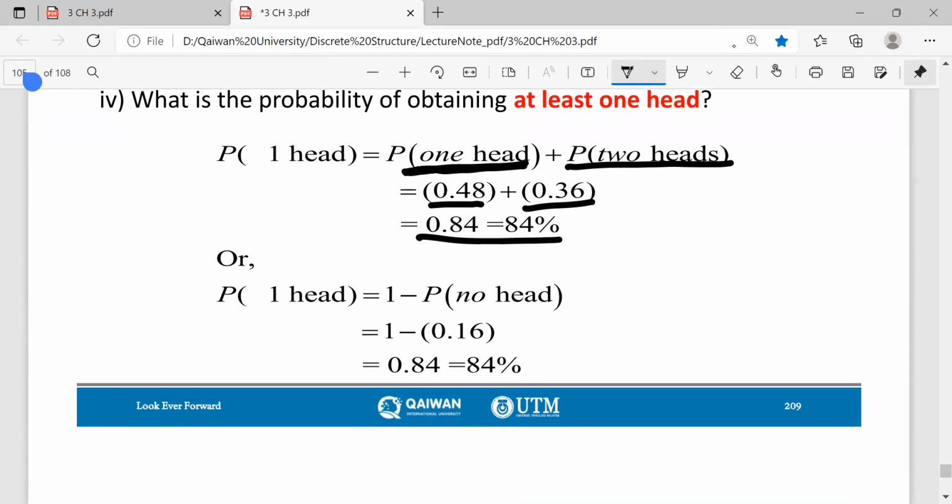Or you can use this one this way. 1 minus probability of no head. We found this is 0.16. 1 minus 0.16 is 0.84. You get the same result. You can use either the above or this one. Okay, that's so easy.